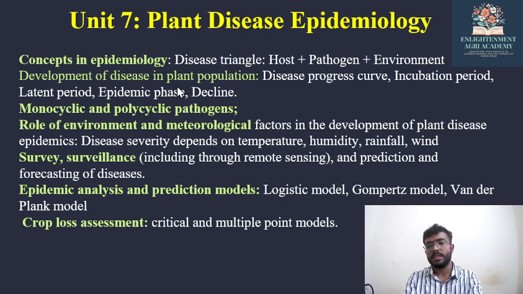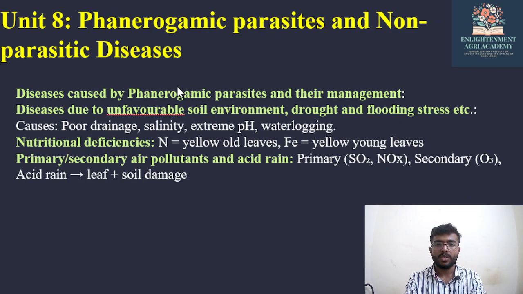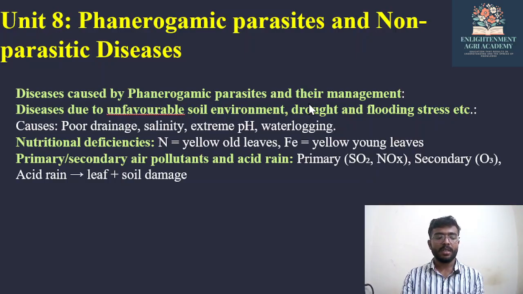Now I will discuss the 8th unit. So here the 8th unit is the phanerogamic parasites and non-parasitic diseases. These diseases are caused by phanerogamic parasites and their management. There are two types: the first one is root parasite, the second stem parasite. Then again they are classified into two, semi-root parasite, then partial and full parasites. Then non-parasitic diseases are also classified into two types.